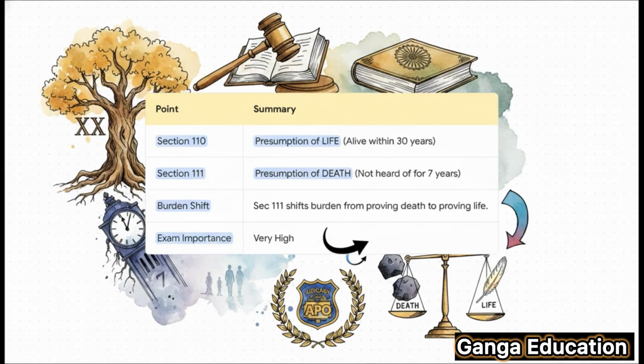Let's do one last quick revision. Remember 3 main things. Section 110 means presumption of life, based on 30 years. Section 111 means presumption of death, based on 7 years of absence. And the most crucial part, the shift in the burden of proof in Section 111. These sections are extremely important for your exams, so always keep their application in mind.